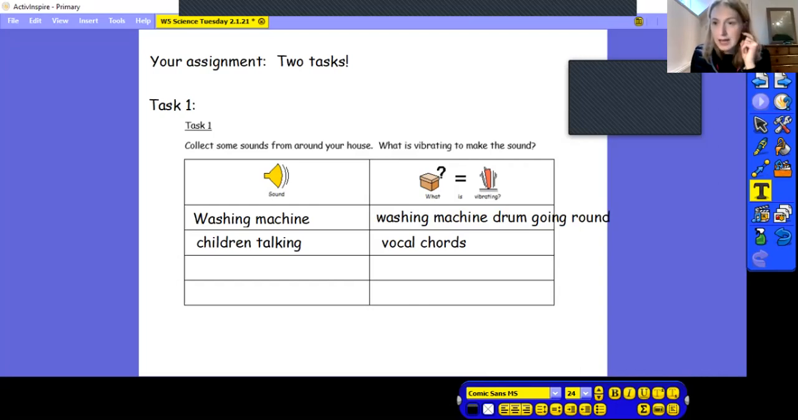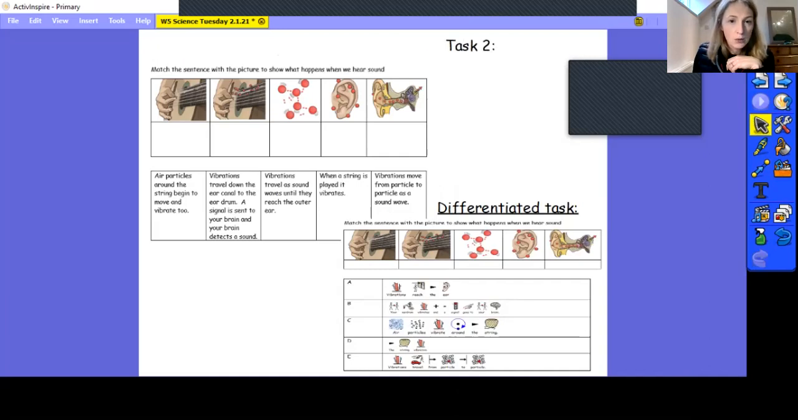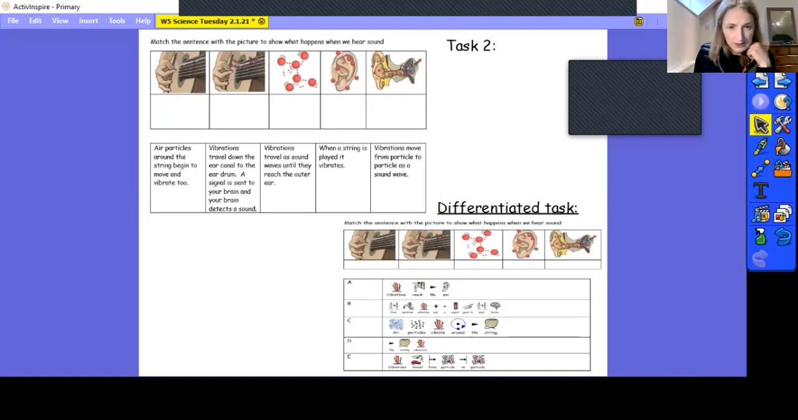So that's task 1. And for task 2, what I would like you to do is to match the sentences and the pictures to show us what happens when we hear sound. So some people are going to have a task like this, and some people are going to have a slightly different task. For this one, we've got the pictures showing what happens when we hear sound. This is the same for both of them, actually. So we've got somebody playing a guitar, we've got the air particles near the guitar vibrating, we've got the sound wave passing from particle to particle, and then we've got the sound wave reaching the ear, traveling down the ear canal, and that signal being sent to the brain.